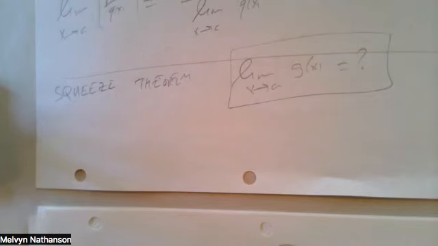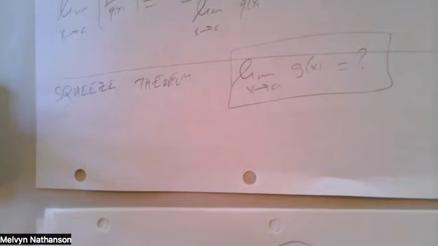So here's my function y equals g of x. This is x equal to a. And we want to find the limit of g of x as x approaches a. So for example, suppose g of x is equal to x squared times the sine of 1 over x. This is a very, very, very complicated function.